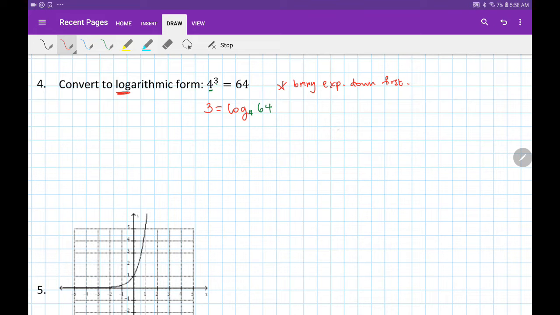Here's another example. What if I had said 1/32 equals 2 to the negative 5? Still, you bring down the exponent first, equals log base. Now, which one's my base? It's the guy under the exponent, so make sure you do the 2. And then the only remaining is 1/32. Just like that. Okay, so this problem is super easy. Please don't miss it on the test.